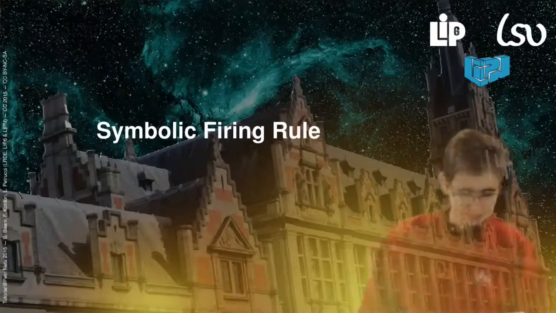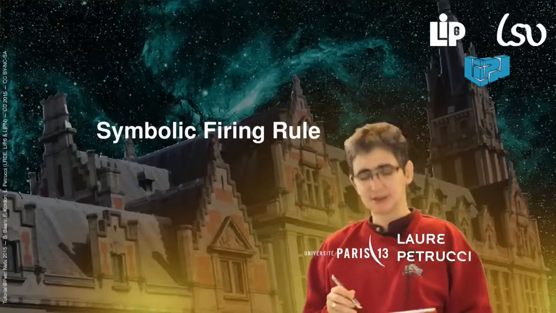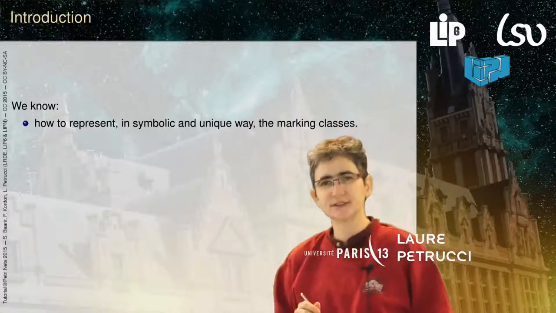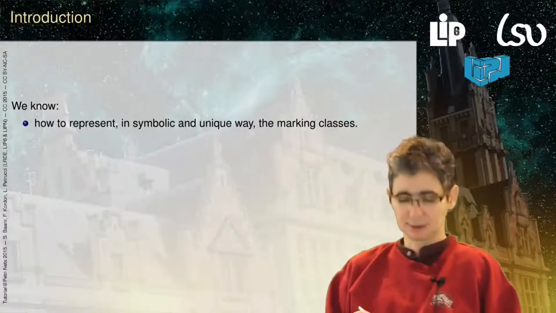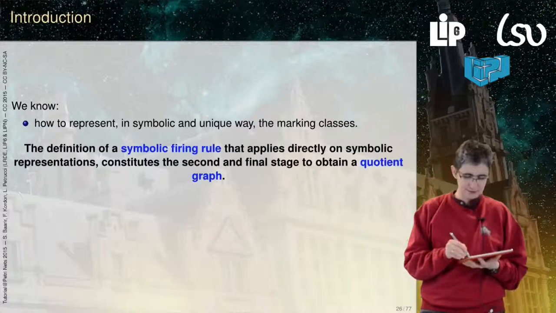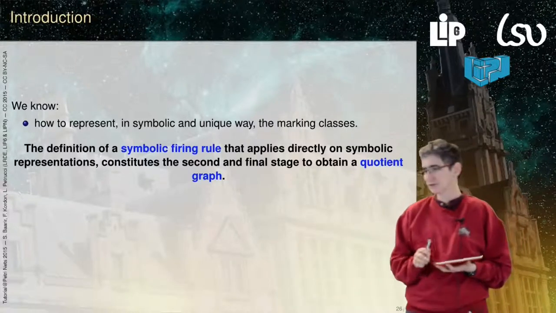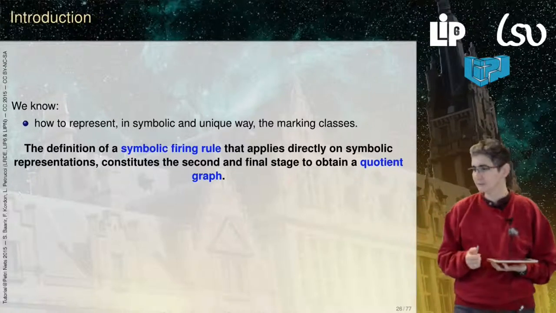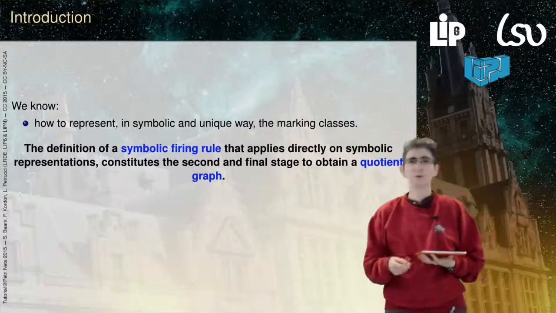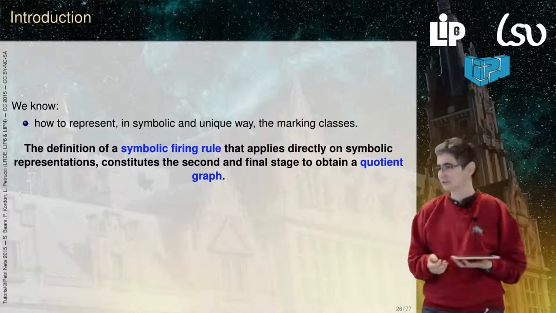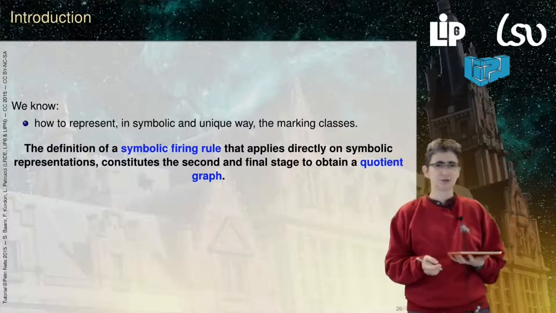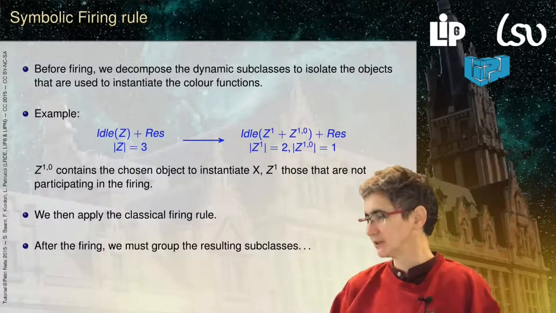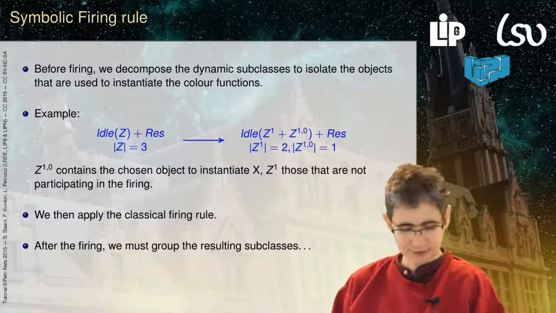So in this sequence, we will detail the symbolic firing rule. We know up to now how to represent in a symbolic and unique way the marking classes. And the definition of the symbolic firing rule that applies directly to them will be the second and final stage to obtain the quotient graph.